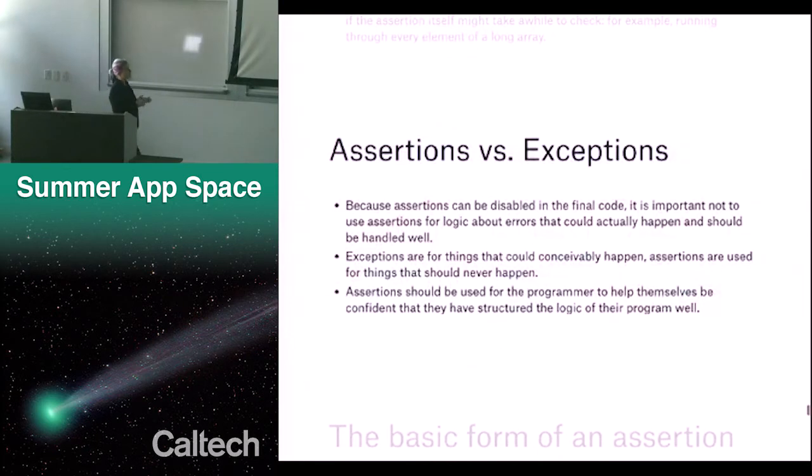So again, assertions versus exceptions. Because assertions can be disabled in the final code, it is important not to use assertions for logic about errors that could actually happen and should be handled well. Basically, assertions will always crash your code. Exceptions are for things that could conceivably happen. They're not really desired, but they could potentially happen. Assertions are used for things that should never, ever happen.